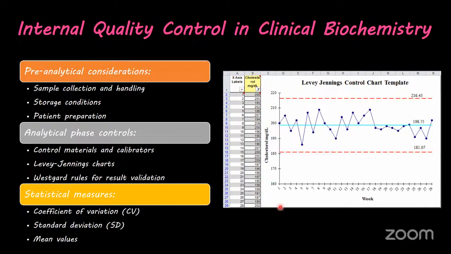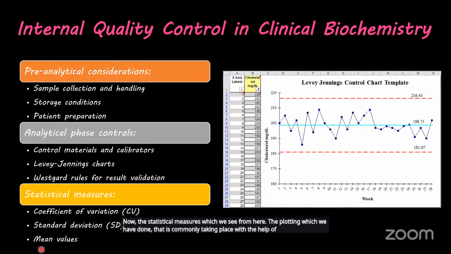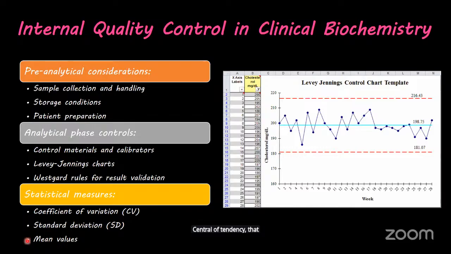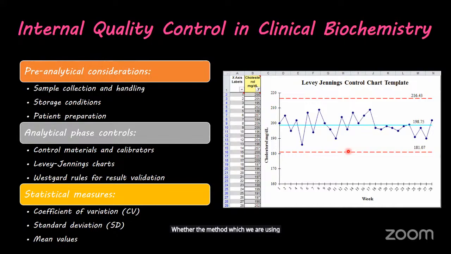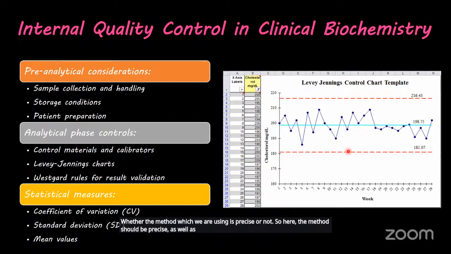Now, the statistical measures which we see from here, the plotting which we have done, commonly take place with the help of central tendency, that is mean, mode, right? So we are commonly using the average value here, and the standard deviation shows to what extent the dispersion of the values is seen. Similarly, the coefficient of variation identifies the precision, whether the method which we are using is precise or not. So the method should be precise as well as show accurate results without bias.